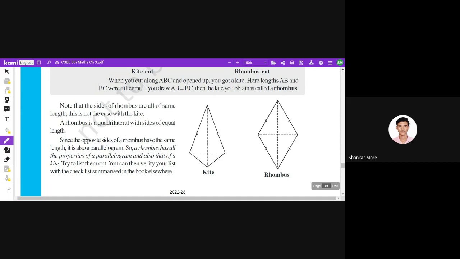Okay, are you with me, everyone? Or are you sleeping at 7 p.m. only? Okay, I can see a quick response from Shlok only. What about others? Are you awake?